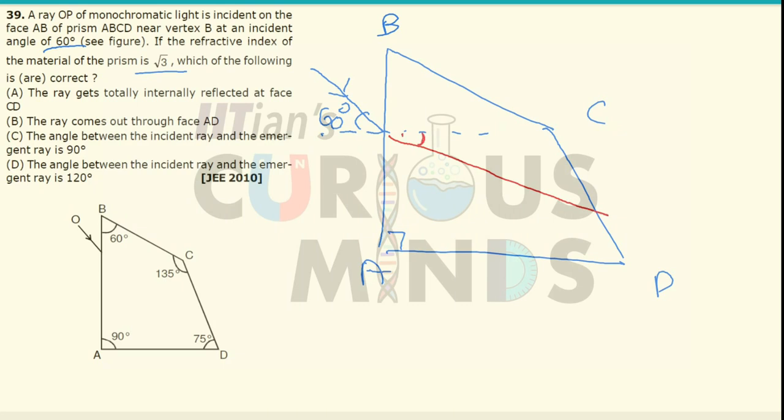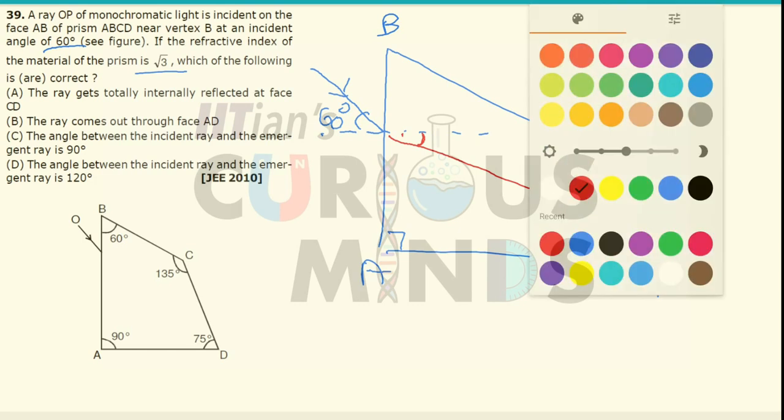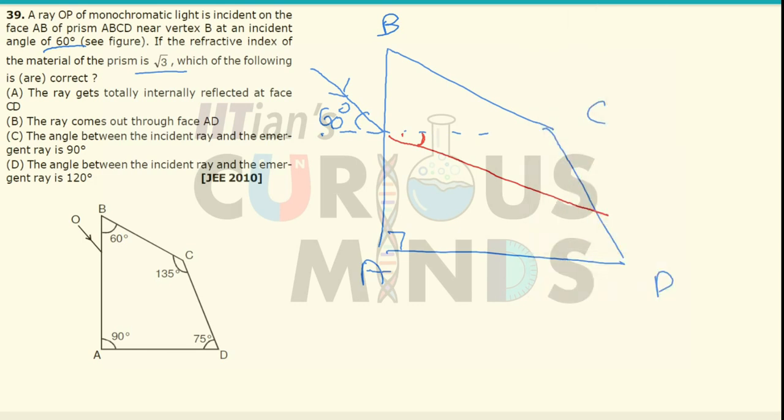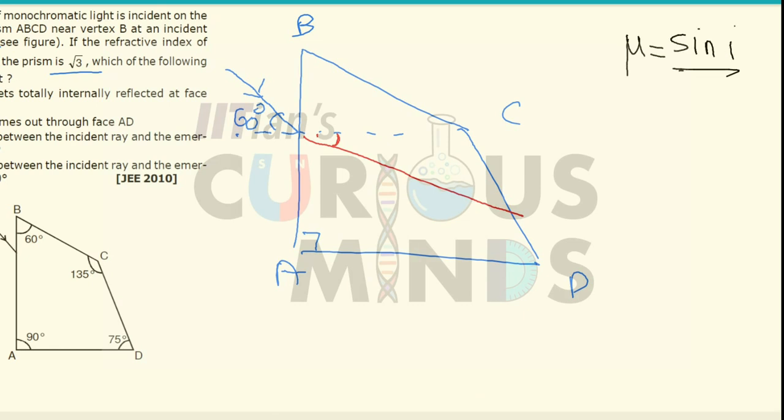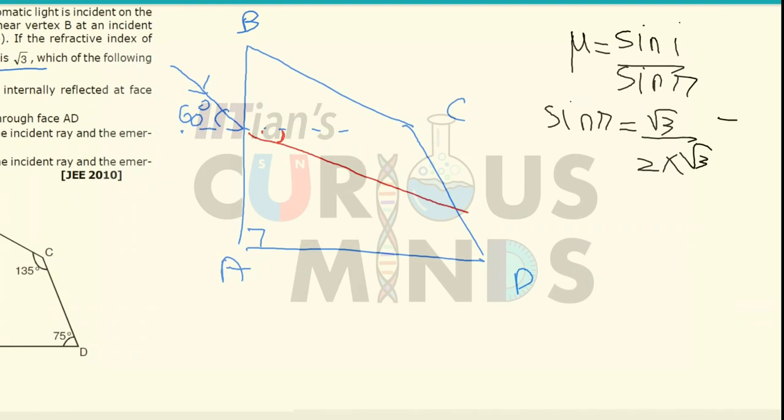Let us find out the angle of refraction. In order to get the angle of refraction, we will use the formula mu is equal to sin i divided by sin r. So sin r will be equal to sin i divided by mu. Sin i is equal to √3 divided by 2, and mu over here is equal to √3. So sin r will come out to be half, so r will come out to be 30 degree. The angle of refraction, this angle over here, will be equal to 30 degree.